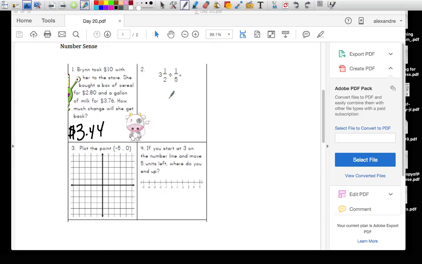So, in our classes, we changed this to an improper fraction first. So, 3 times 2 is 6. Plus 1 is 7 over 2. Divided by 1/5.